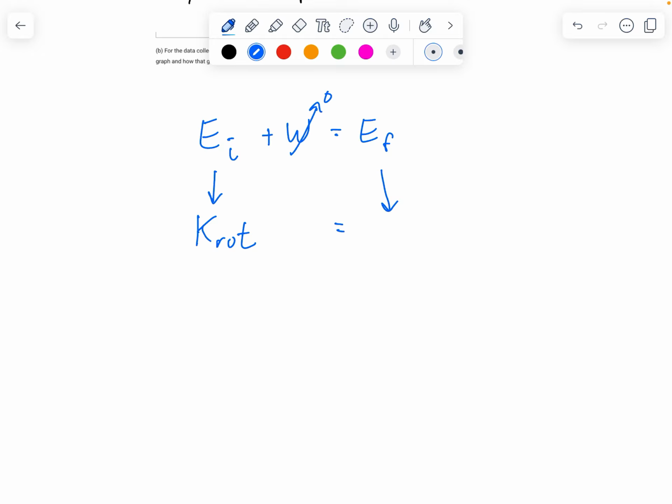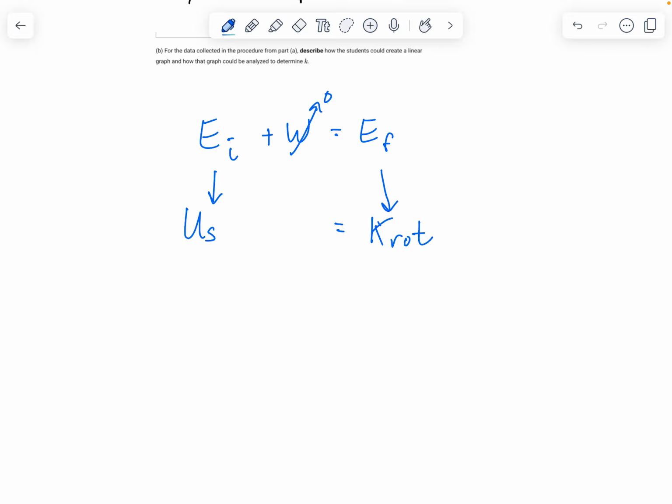Oh, I'm so sorry. I messed up. If we wind up the cylinder, the spring is stretched. So let's go step by step. We'll have spring energy, US. And if we let go, the wheel will start to turn and we'll have rotational kinetic energy of the wheel. So it's just a transfer of energy from one object to the other.